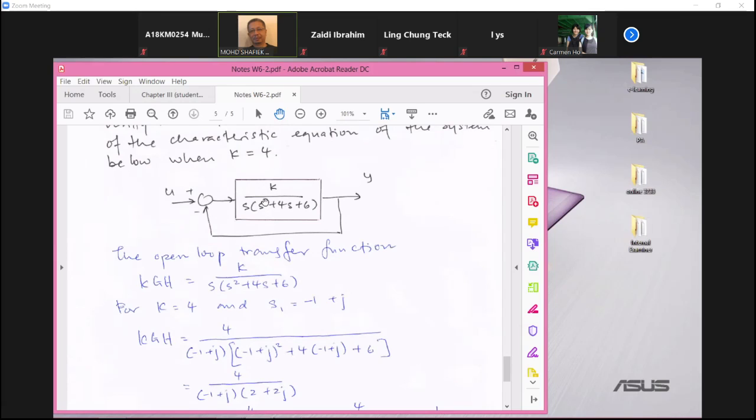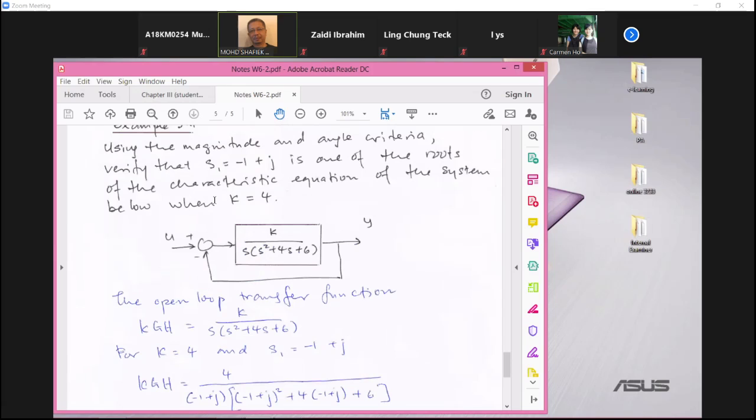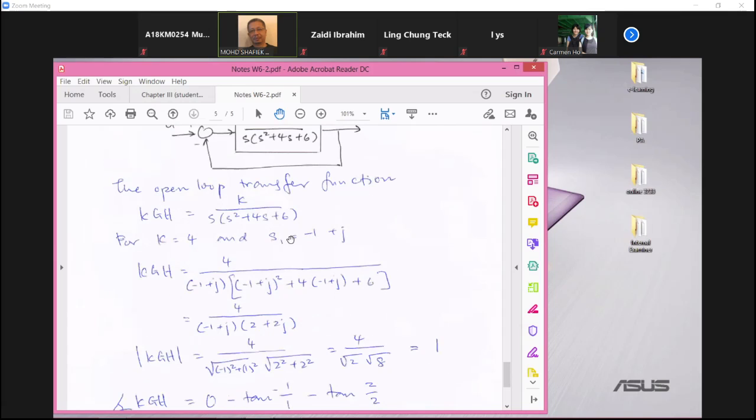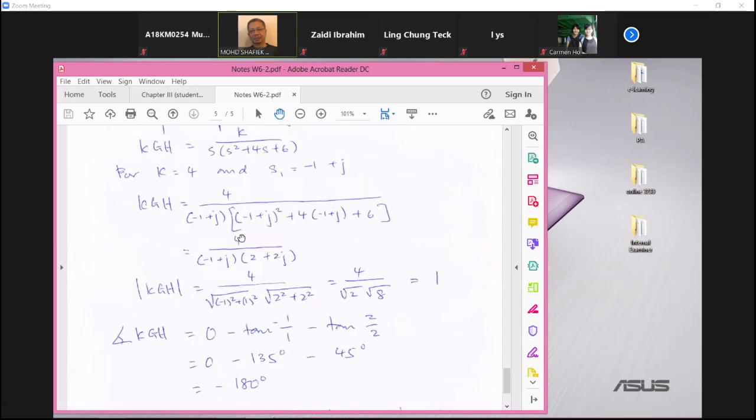But here we are given that K is equal to 4. We want to see, when K is equal to 4, whether this is one of the roots. All you have to do is substitute the value of K, substitute s, and then see whether the magnitude is 1 or the angle is 180. So now substitute K equal to 4, and substitute s using this point -1 plus j. So you substitute, this is s squared, 4 multiplied by s, plus 6, and then you simplify that, you get that expression.